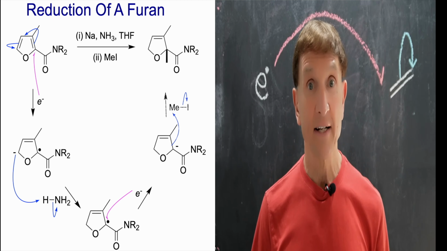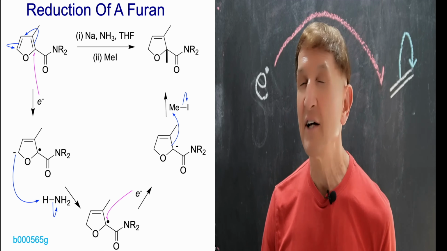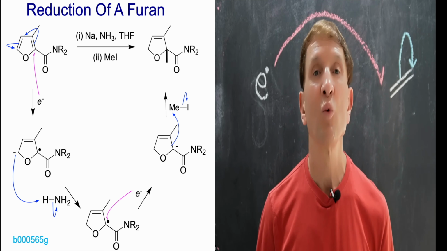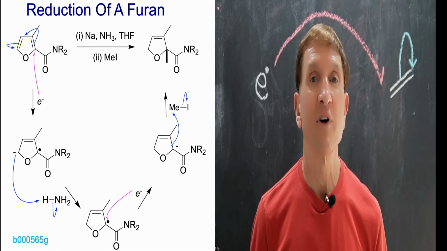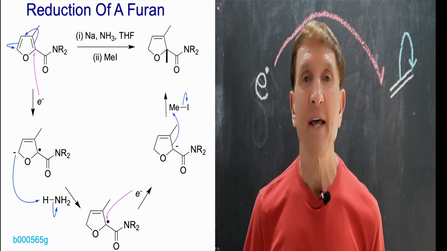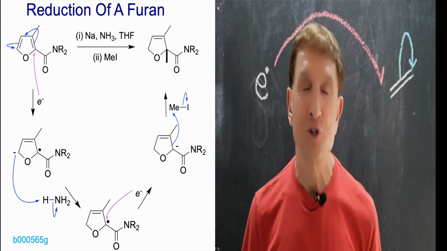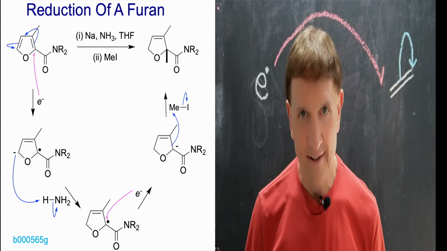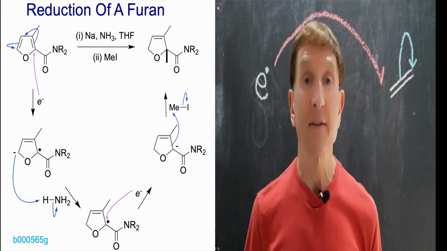And then instead of adding a proton, this anion is stabilized, remember? We can add an electrophile. How about methyl iodide? When we add methyl iodide, we get this substituted, reduced furan ring. And you can go on and do interesting things with that.